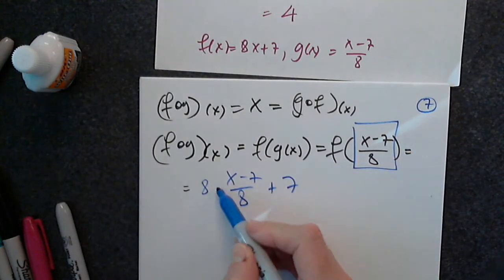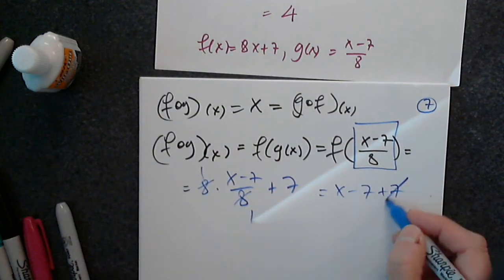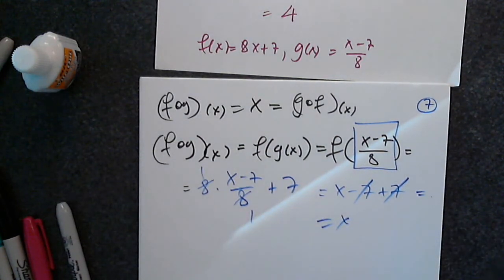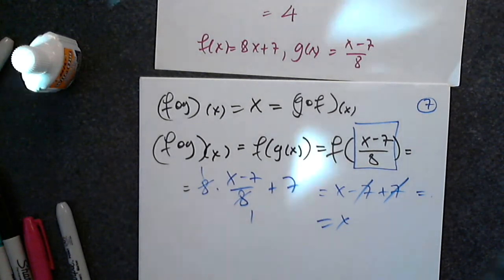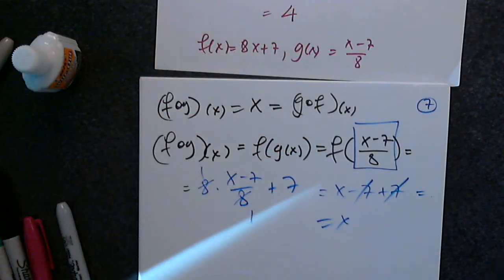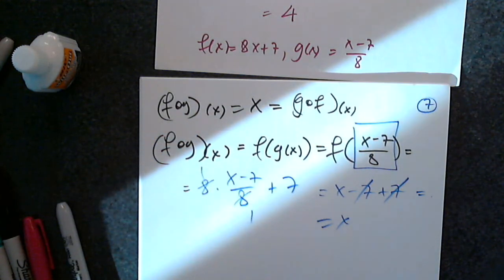So obviously I will simplify first by 8. I get x minus 7 plus 7. I will combine like terms, and I get x. What do we conclude? What is our conclusion? Are they or they're not inverses of each other? They are. They are. However, I still have to show the other one. Why do you have to show the other one now? Very good question. Excellent question.